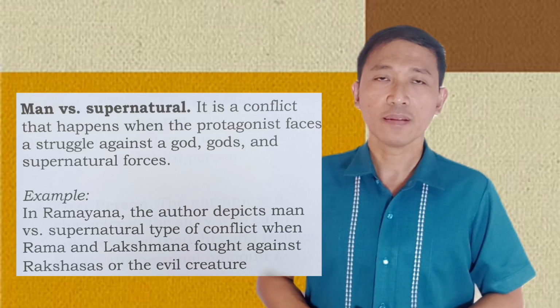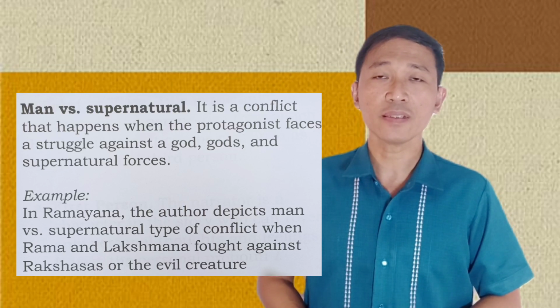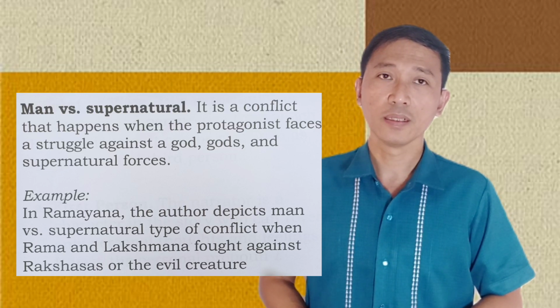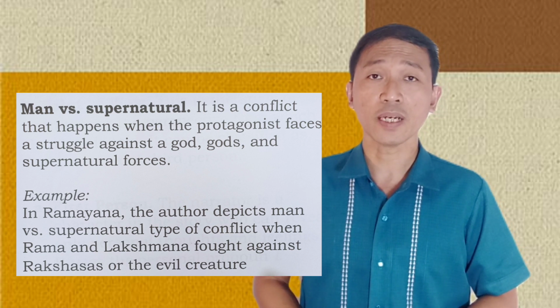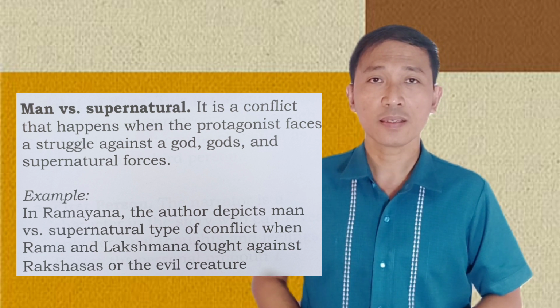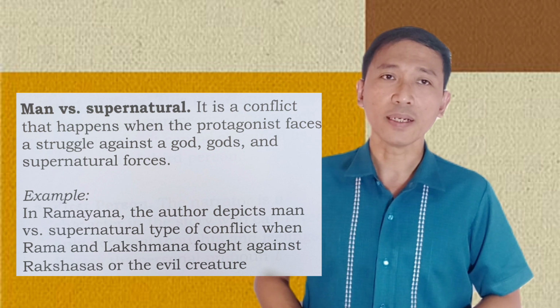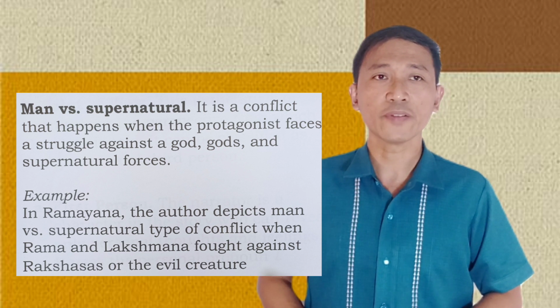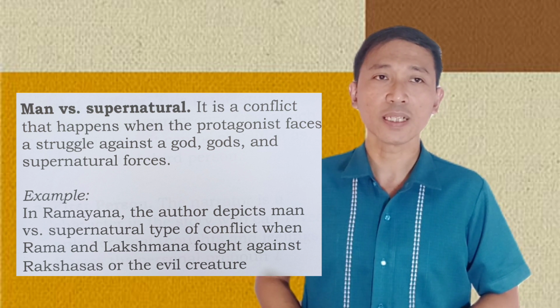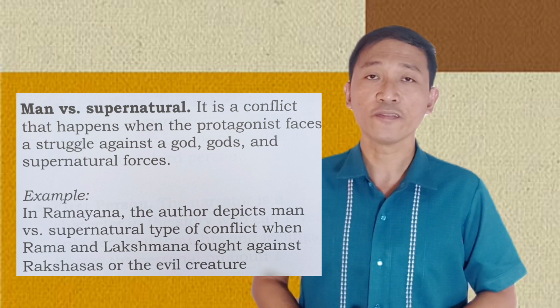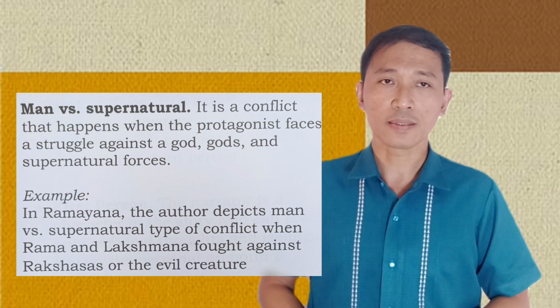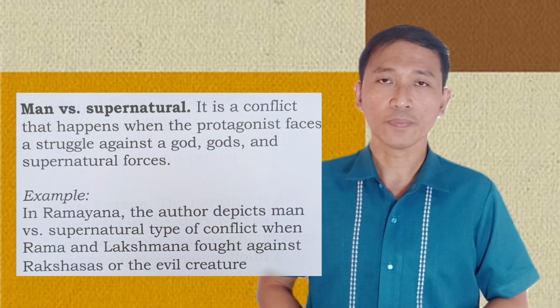Man versus supernatural. It is a conflict that happens when the protagonist faces a struggle against a god, gods, and supernatural forces. Example: in Ramayana, the author depicts man versus supernatural type of conflict when Rama and Lakshmana fought against Rakshasas, or the evil creature.